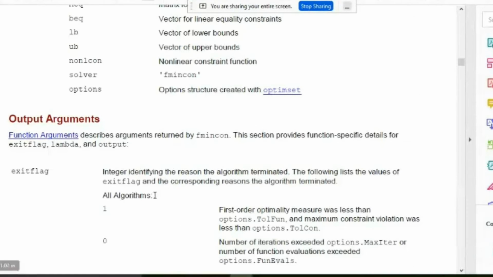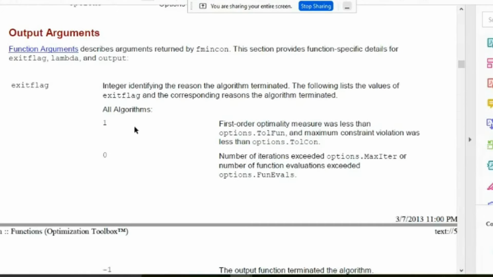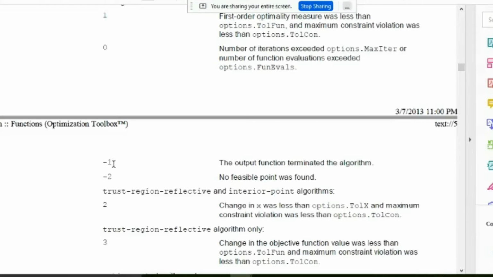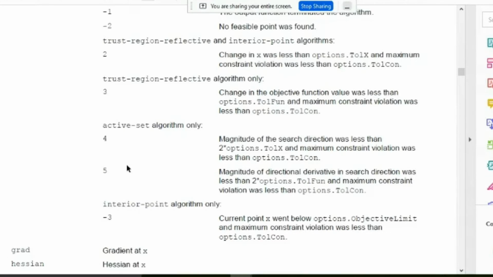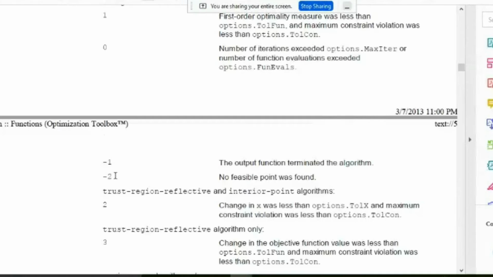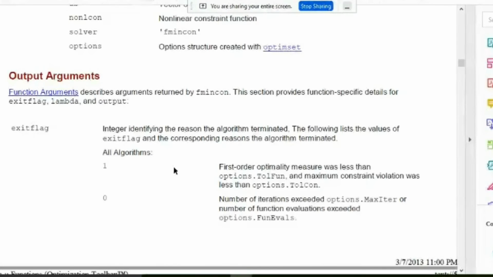the exit flag. In terms of some integer values, both positive and negative, if it displays 1, what information does it indicate? If it displays 0, what information does it indicate? If it displays -1, -2, and 2, 3. These are all the various integer values, positive and negative, in terms of which the output exit flag information can be specified, right?